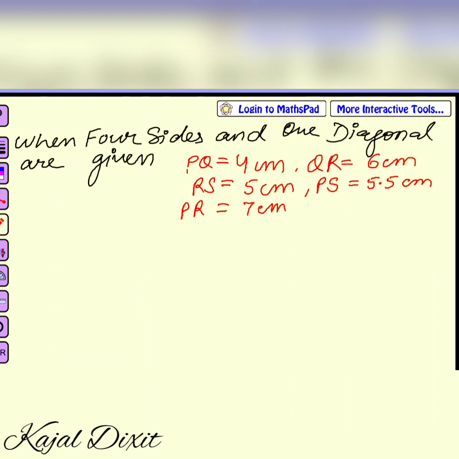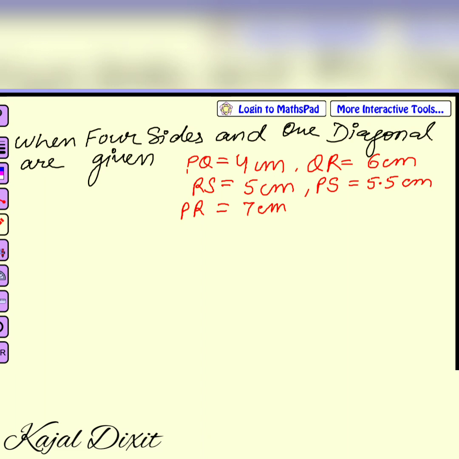Now, when four sides and one diagonal are given, suppose we have been given a quadrilateral PQRS, whose side PQ is equal to 4 centimeters, QR is equal to 6 centimeters, RS is equal to 5 centimeters, PS is equal to 5.5 centimeters, and PR, that is the diagonal, is given as 7 centimeters.